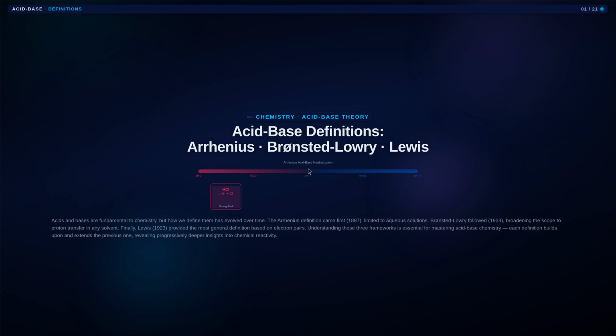Welcome to Chemistry: Buffer Solutions and the Henderson-Hasselbalch equation. Buffer solutions are among the most important concepts in chemistry and biology. They resist changes in pH when small amounts of acid or base are added, making them essential for maintaining stable conditions in everything from laboratory experiments to the human bloodstream.